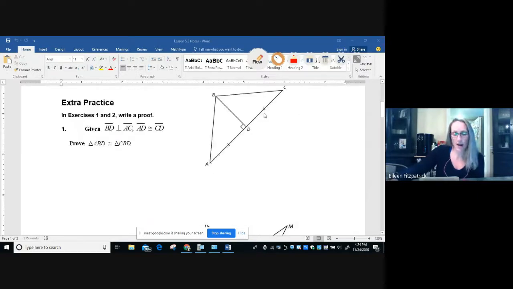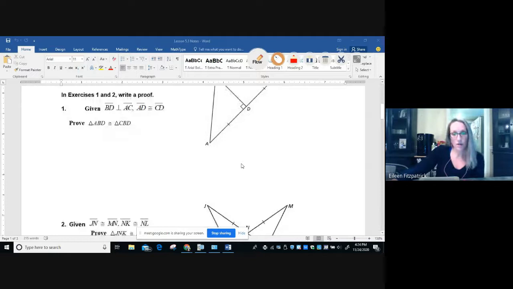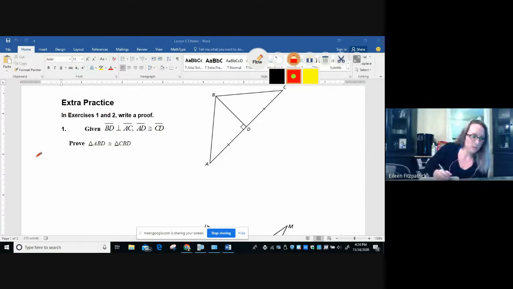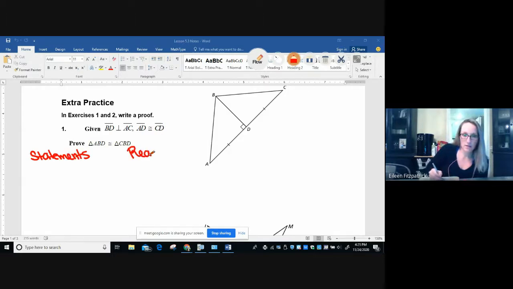Let's just practice and get comfortable with side angle side. We have some extra practice. We have some proofs, and in these proofs, we're going to be using side angle side. Let me set up statements and reasons. Try to write small so I can fit it all. Statements, reasons.